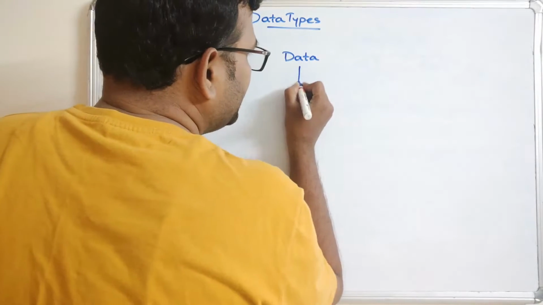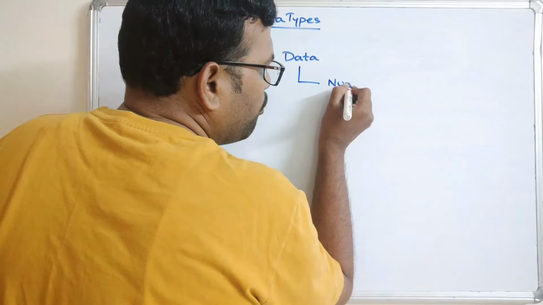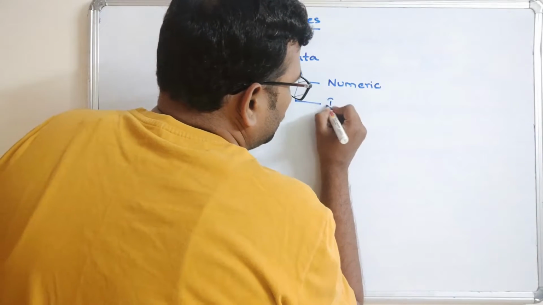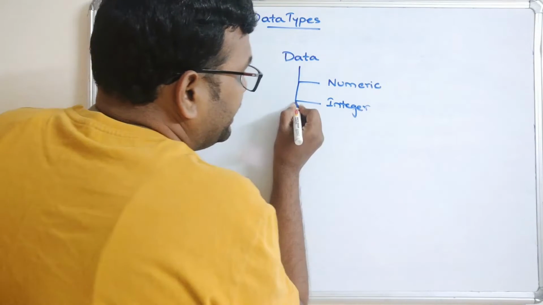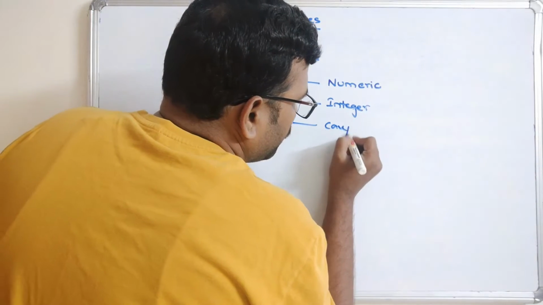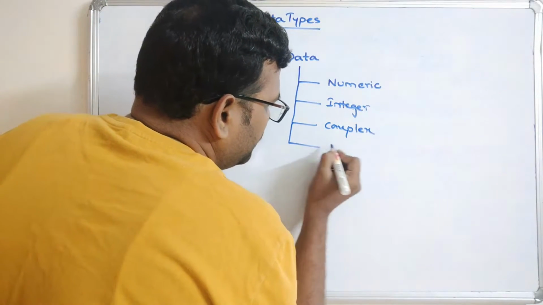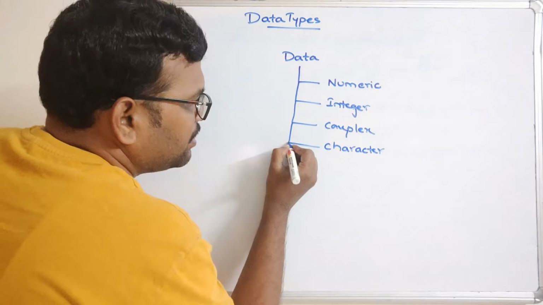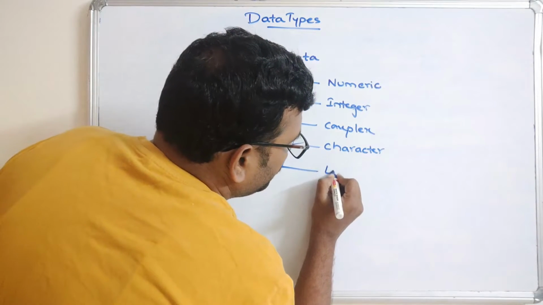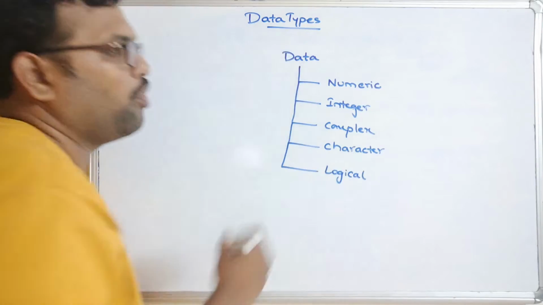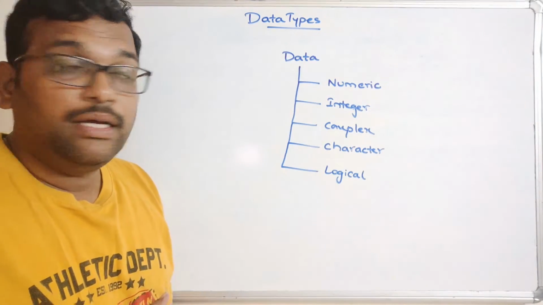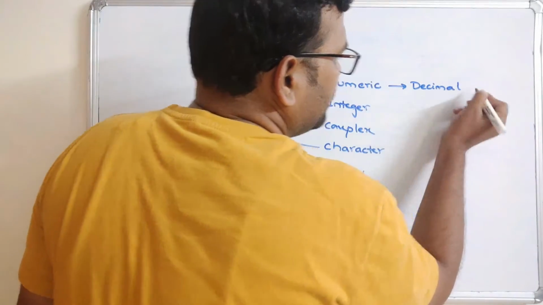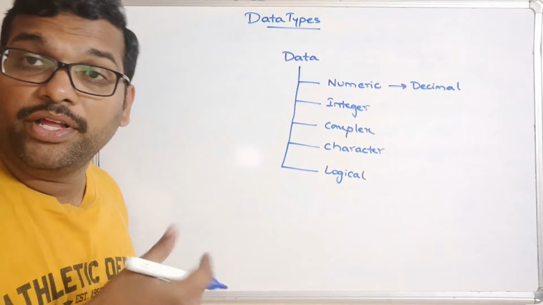Right. So now the data is categorized as numeric, that means numeric data, integer data, complex data, character, and logical data. So numeric data means all the decimal values come under this numeric data, including the whole numbers.